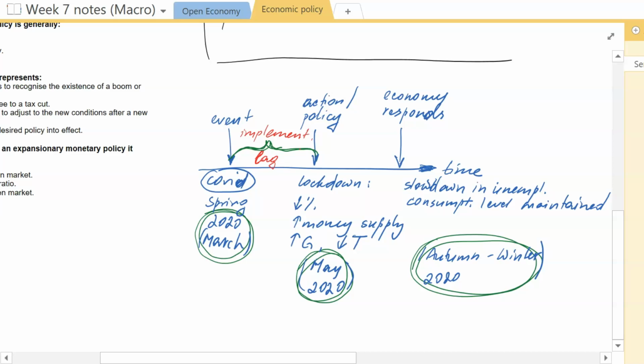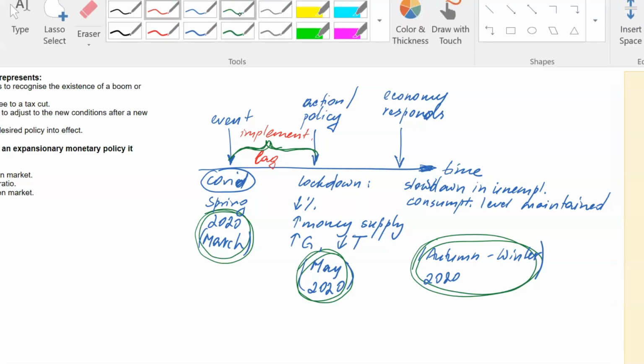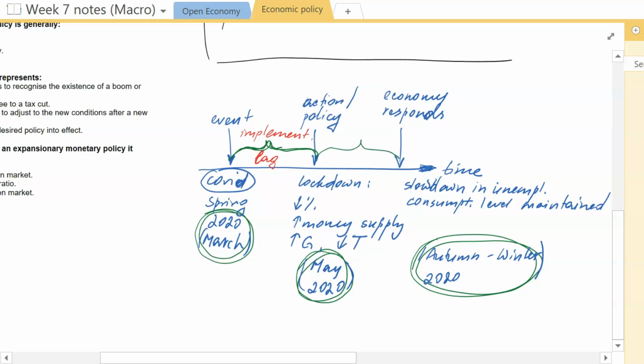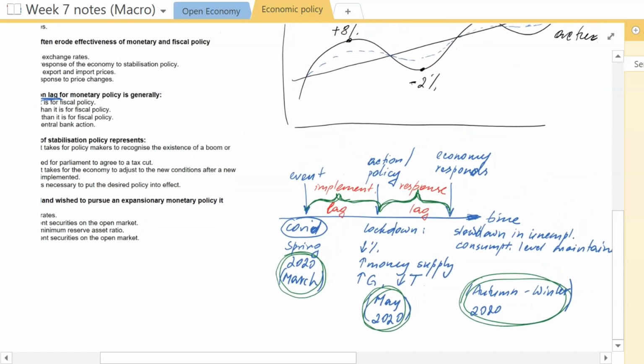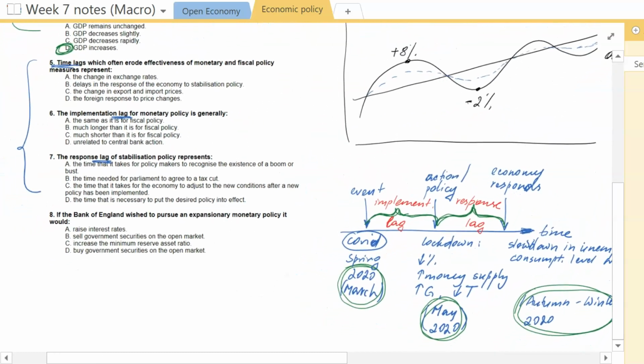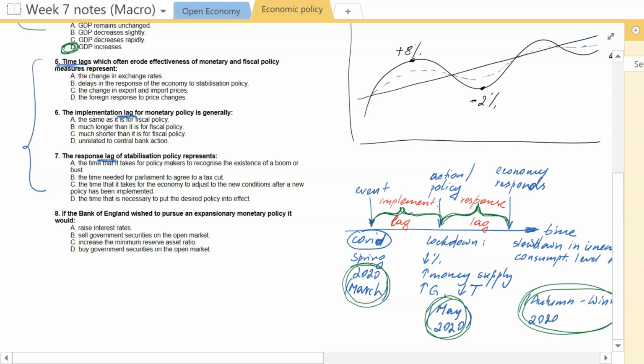We've implemented some policy. And apart from this, there is another lag, the time gap between when the policy was enacted and when the economy responded to this. This is the response lag in economic policy. Right? It's a time gap between when we've done something and when the economy responded. And it will always work like this. All types of economic policy will have certain lags, but some policies will have larger lags than others.